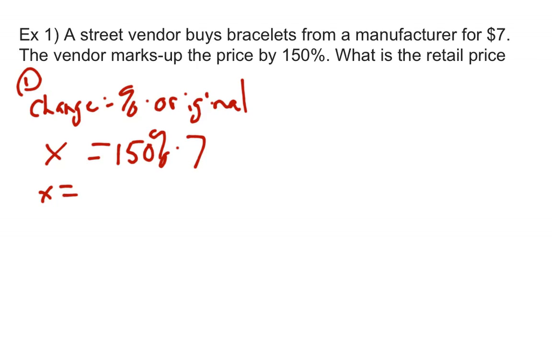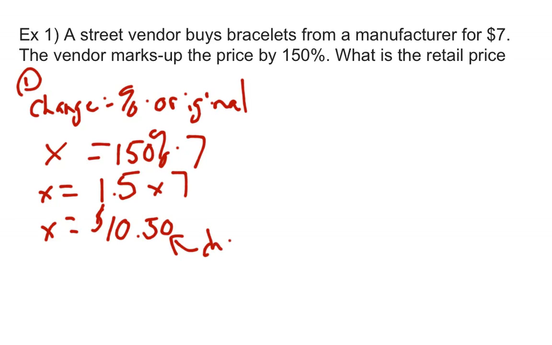Now remember, when you're doing these problems, 150% has to be changed to a decimal, so 1.5, and that's going to be times 7, which tells me the amount that it's going to go up by. 1.5 times 7 is going to be $10.50. Now remember, that right there is the amount that it's going to change by.